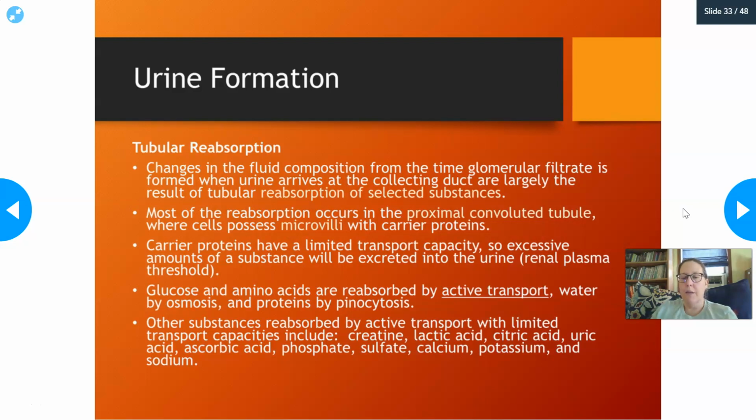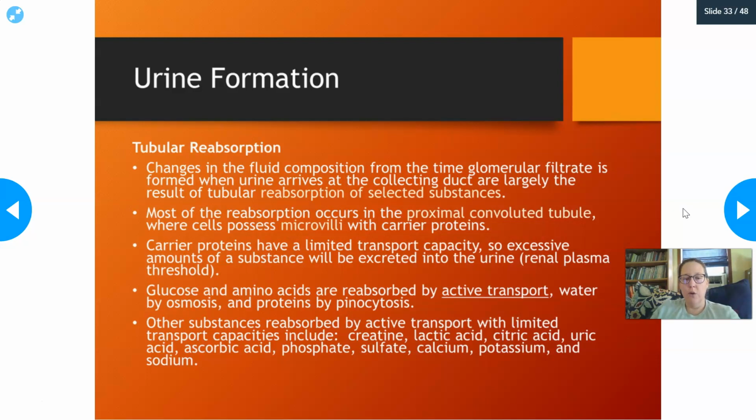So an example of renal plasma threshold is glucose. The renal plasma threshold is 180 milligrams per dL of glucose, which is way above normal. Okay, so if you have 180, you're probably diabetic. But anything above 180, the kidneys do not have the capacity to reclaim it, and so it will end up in the urine, and then you'll start seeing positive urine glucose in the urinalysis.